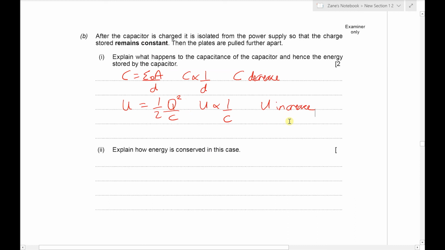To explain how energy is conserved in this case, well, those plates are oppositely charged. There will be a force of attraction between them, so you have to do work in separating the plates. You actually have to apply a force to separate the plates and increase the distance, and therefore you will have done work. Remember, work is force times distance. So what we're going to say here is that the extra energy, and that's an important word there, the extra energy stored is equal to the work done in separating the plates.